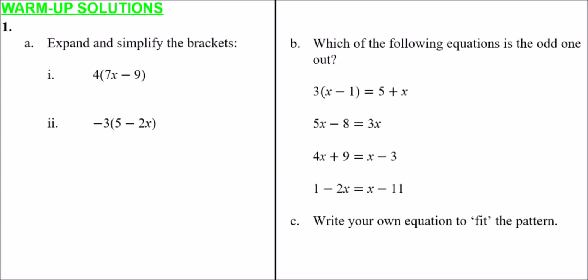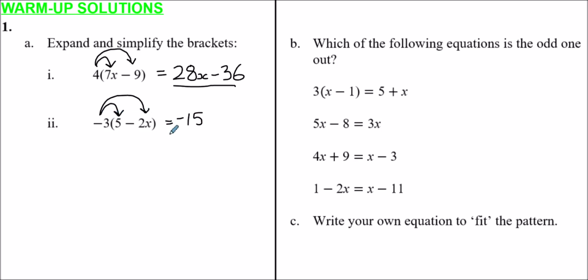So for question 1, we're just asked to expand and simplify where possible these following brackets. So first off, we have 4 brackets 7x minus 9. So 4 multiplied by 7x is what we do first of all. That'll give us 28x. And then 4 multiplied by minus 9, that's going to give us minus 36. For the next lot, we'll do minus 3 times 5. That's going to give us minus 15. And then minus 3 multiplied by minus 2x. Minus multiplied by minus will give us a positive. So we get positive 6x from this one.